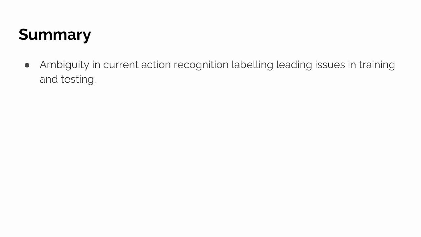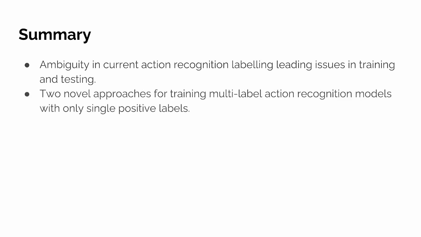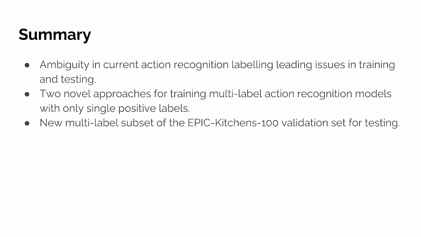In summary, we show that the ambiguity in current action recognition labeling leads to issues in training and testing models. We show failure cases on a challenging dataset where the model predicts reasonable labels, but the accuracy is penalized because of label ambiguity. To mitigate the issue, we introduced two novel approaches for training multi-label action recognition models when only single positive labels are available. Our approaches attempt to disambiguate the label space by generating pseudo-labels from similar instances that are labeled differently. Lastly, we introduced a multi-label subset of the EPIC Kitchens 100 validation set for the purpose of multi-label evaluation. On this dataset and another with synthetically generated label ambiguity, we report results that outperform existing methods.